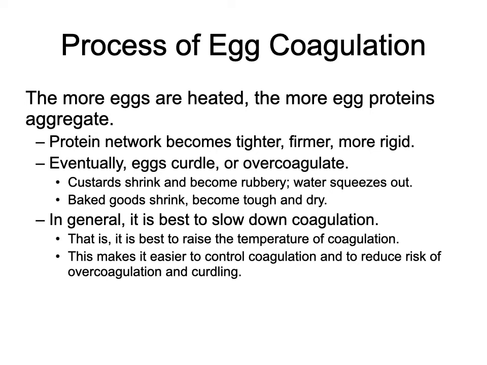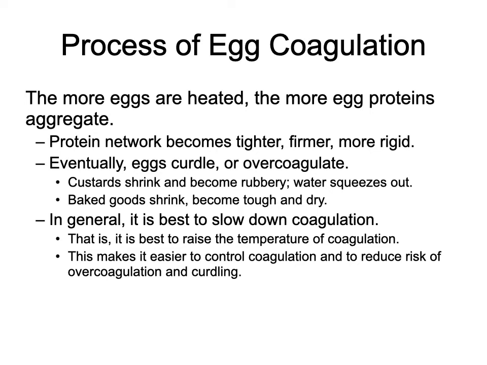The best way you can do that is to raise the temperature of coagulation. And we can do that through adding other ingredients. Eggs are rarely prepared in the baking world by themselves, so oftentimes they are in the presence of other things like sugar, salt, fats, liquids, flour, of course, lots of other different ingredients in there, and those all affect the coagulation. But the other thing we can do to control it is to lower our temperature.